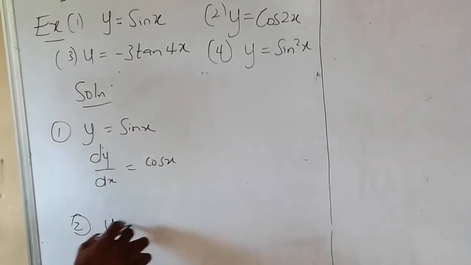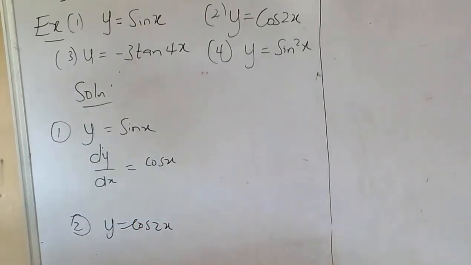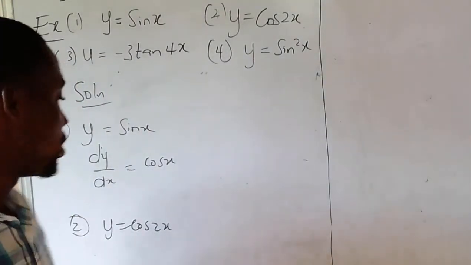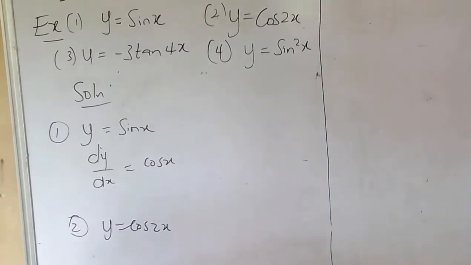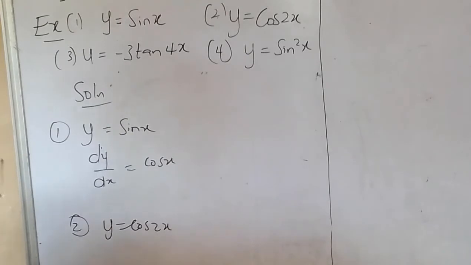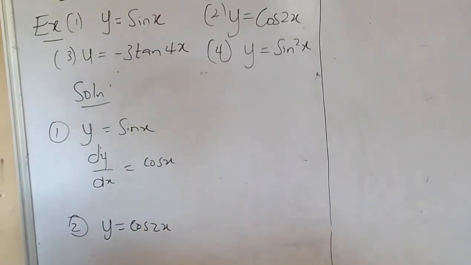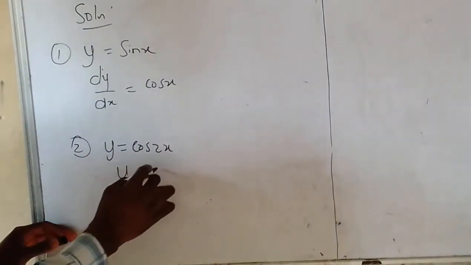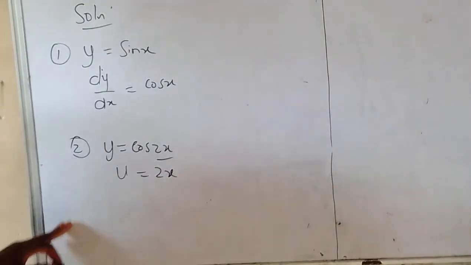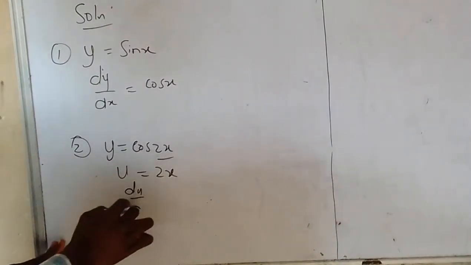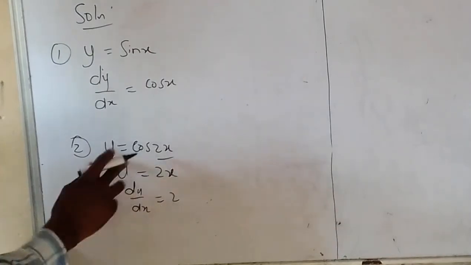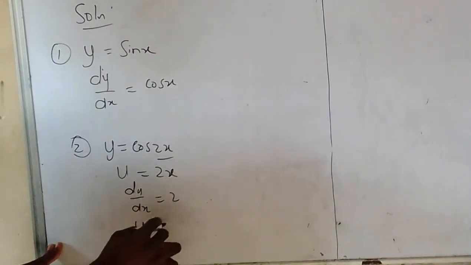Number 2, y is equal to cos 2x. In this case, I'm going to be applying function of function to differentiate, because the coefficient of my x here is more than 1 already. In which case I'm going to say, let u be equal to 2x. So du/dx in this case is 2. Since u is equal to 2x, it implies that my y is going to be equal to cos u.